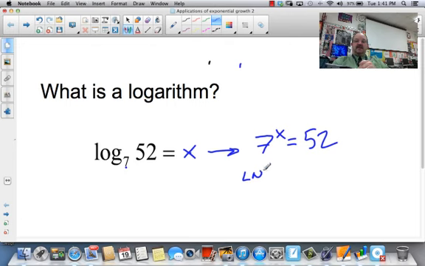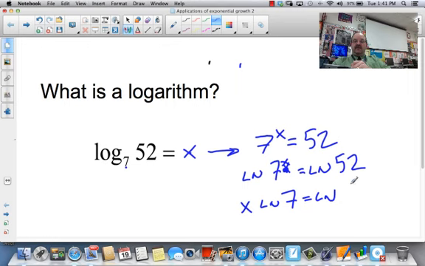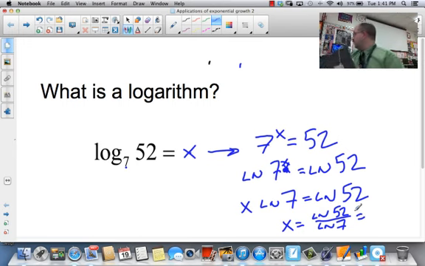We can then take the natural log of both sides, because it's fair to do that, to get an answer. The natural log of 7 to the x power, right, way up there, so I can bring the x down in front, so I get x natural log 7 equals natural log 52. And so x is equal to the natural log of 52 divided by the natural log of 7. And we could easily get some sort of answer on our calculator for what that is.